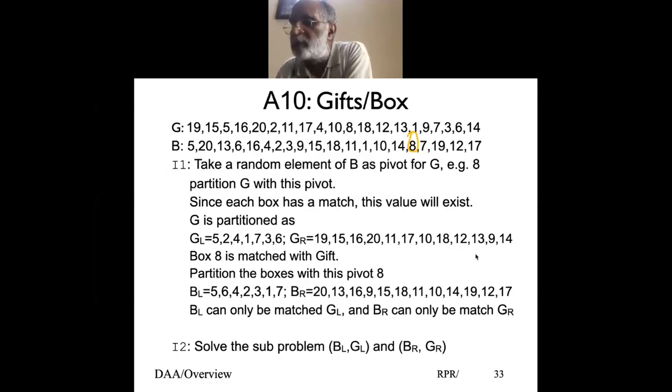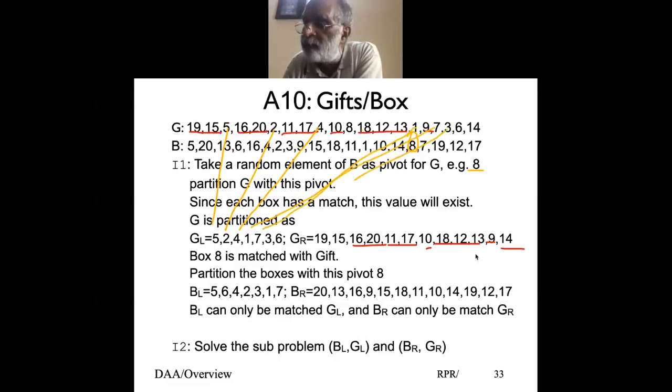And then partition the gifts with this pivot. What I get is, look at 2. All these elements, 19, 15, 16, 20, 11, 17, 10, 18, 12, 13, 9, and 14 become your right part, and all the smaller elements like 5, 2, 4, 1, 7, 3, and 6.